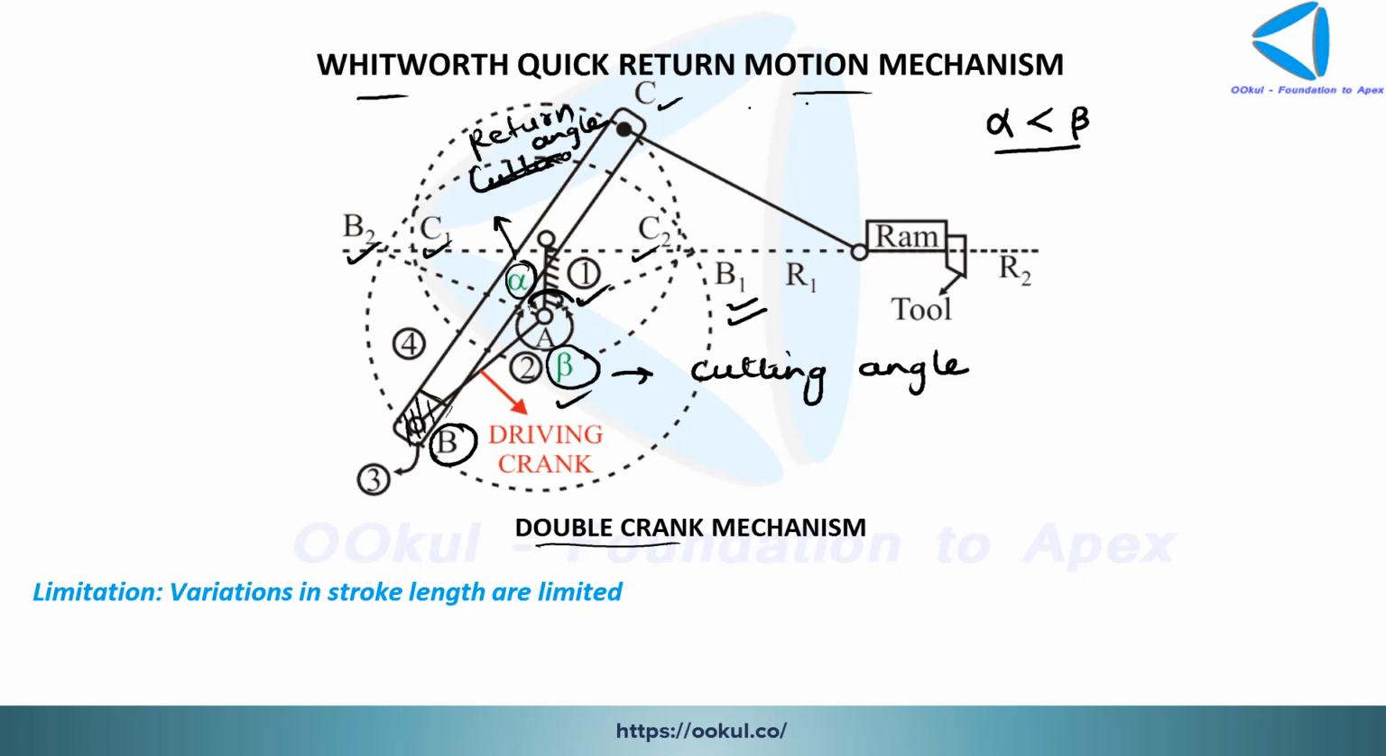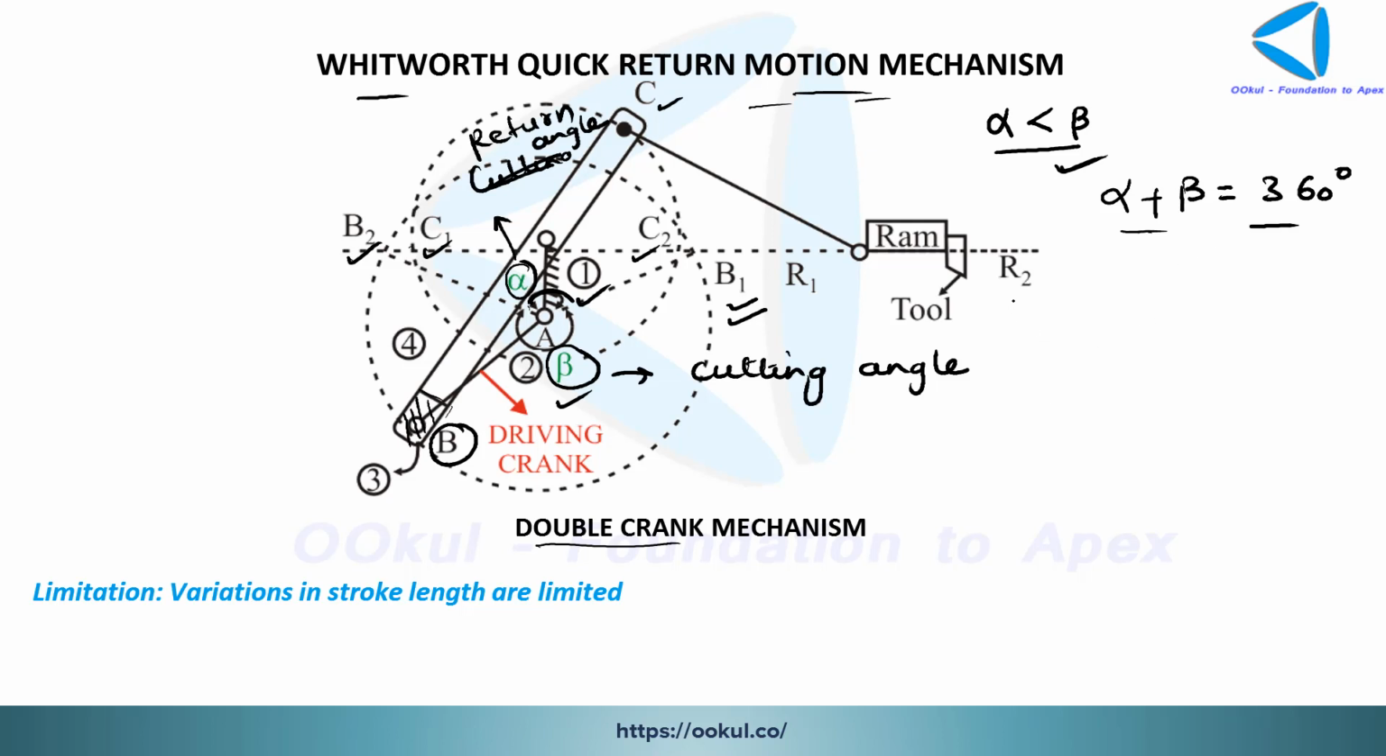It's a quick return motion mechanism in which the time taken for the return stroke is very small as compared to that of the cutting stroke or the forward stroke. Okay, this is absolutely clear to you. And we have one more thing, the relation between alpha and beta: alpha plus beta is always equal to 360 degrees. Alpha is less than beta.